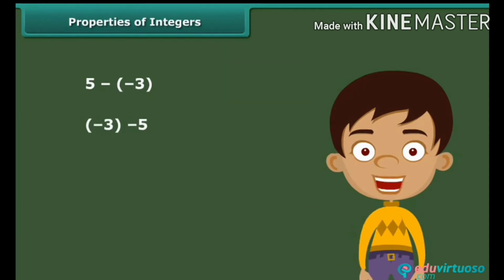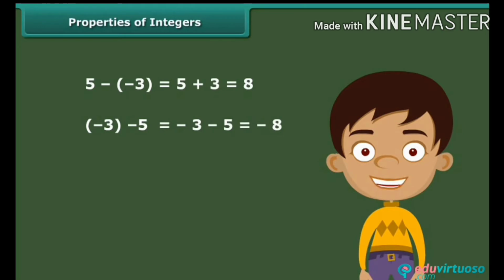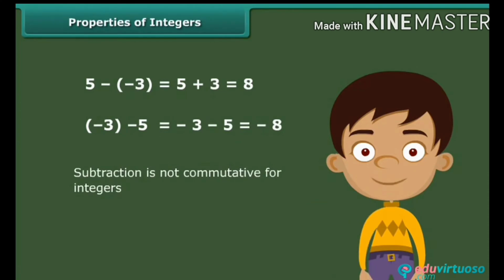Students, is 5 - (-3) the same as -3 - 5? No, because 5 - (-3) is equal to 5 + 3, which equals 8. And -3 - 5 equals -8. Hence, we can say that subtraction is not commutative for integers.